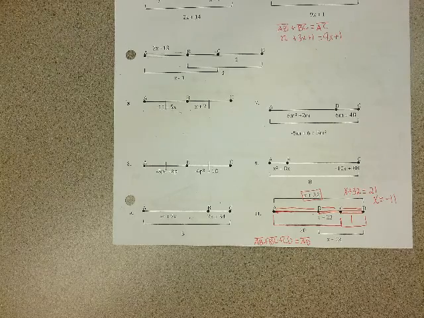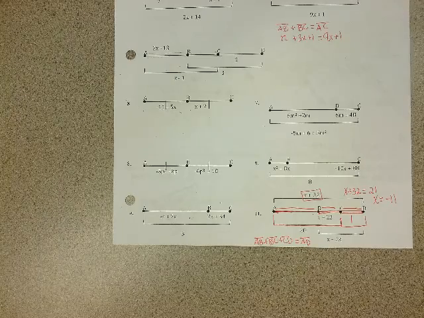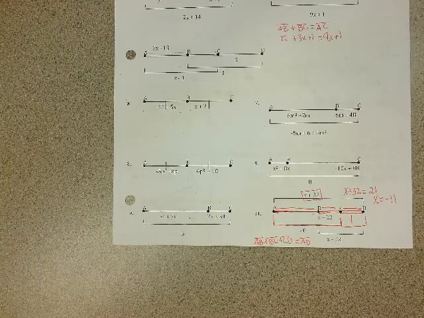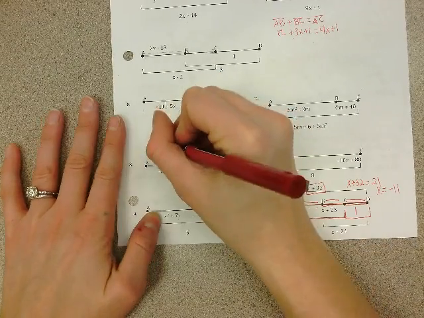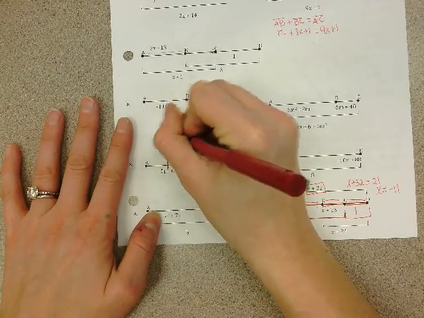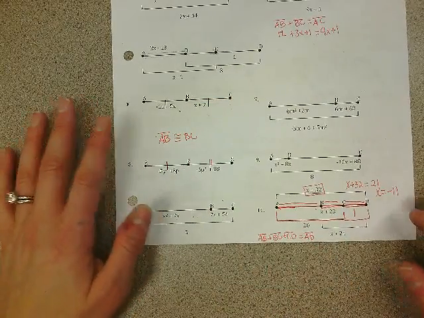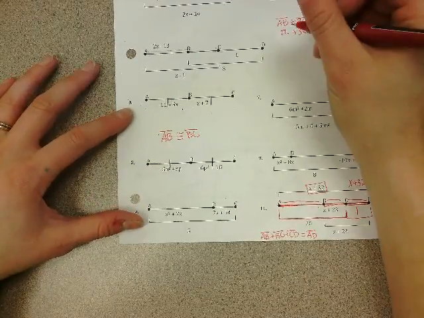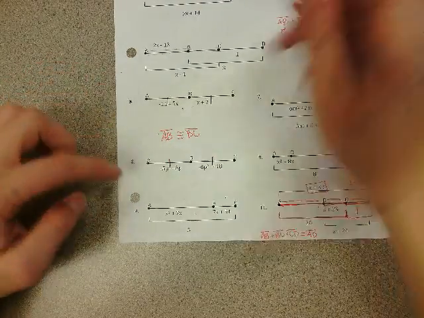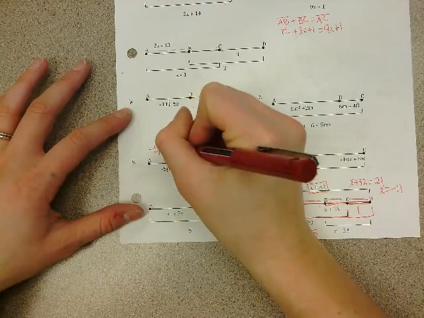What do I know about AB and BC? They're congruent. How do you know that? Because these tick marks tell me that AB is congruent to BC. What does congruent mean? They're equal. So what is AB, from A to B? Negative 5p squared plus 3p.